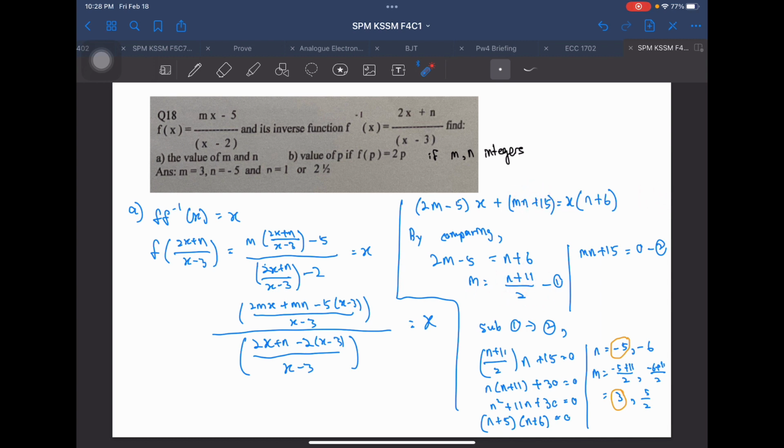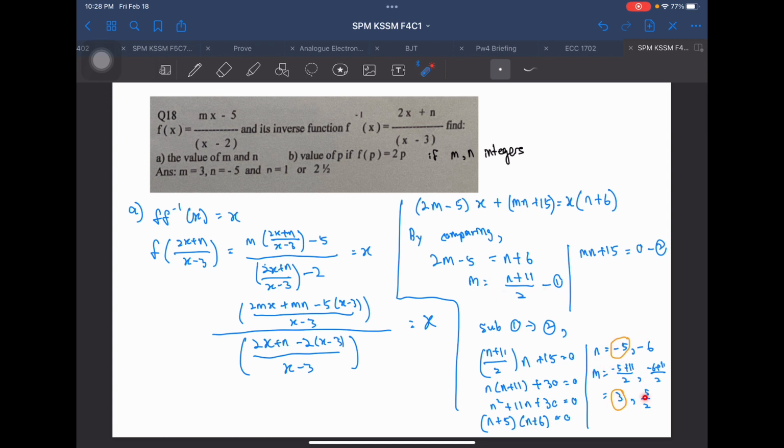So this is the second equation. So now you got two equations, two unknowns, so simultaneous equations. So you sub the first one into the second one, so you got a quadratic equation. Factorize it, you got n equals -5 and -6. So sub it back to the first equation, you got the m value for each case.